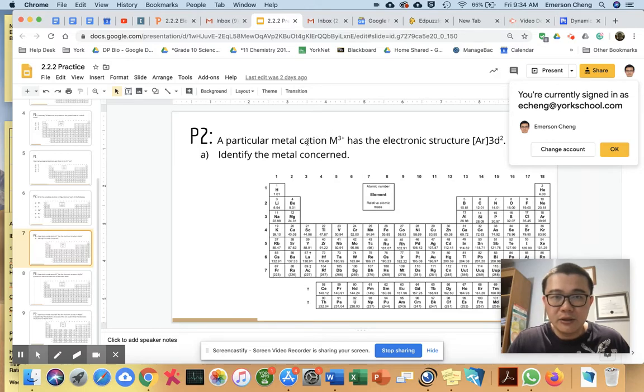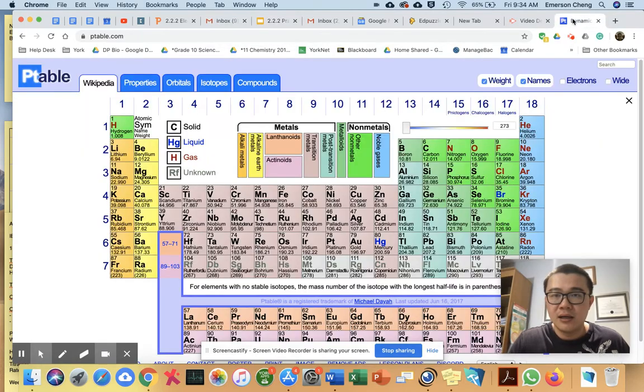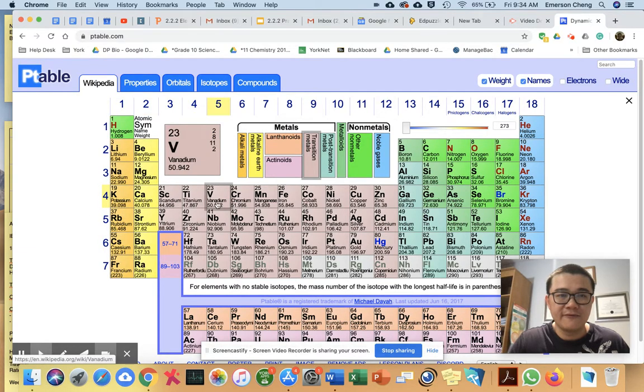A particular metal cation has this structure. So in this case, now we know that we have 3 more electrons, so you have 5 electrons on that end. You know that this would be an Ar, Ar plus 5 more electrons, which will be 1, 2, 3, 4, 5. It will be vanadium.